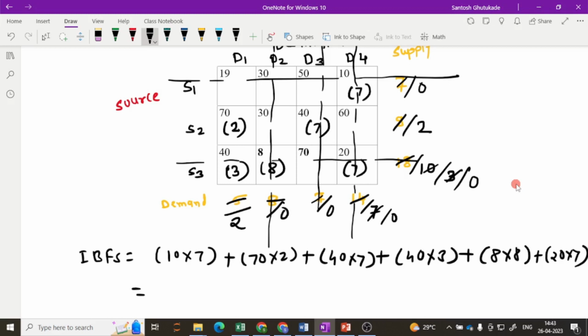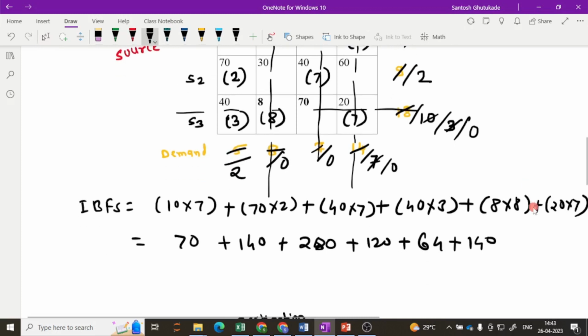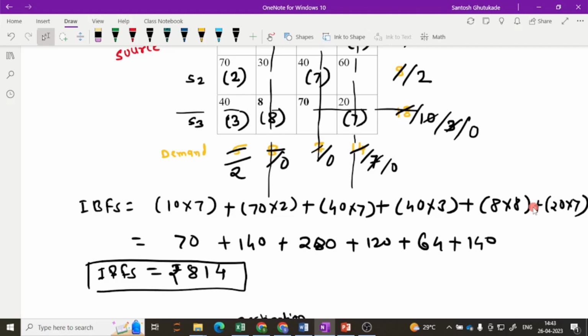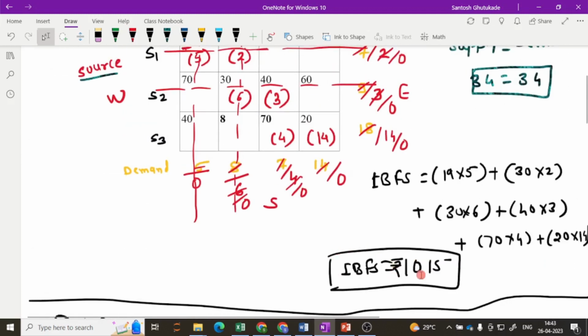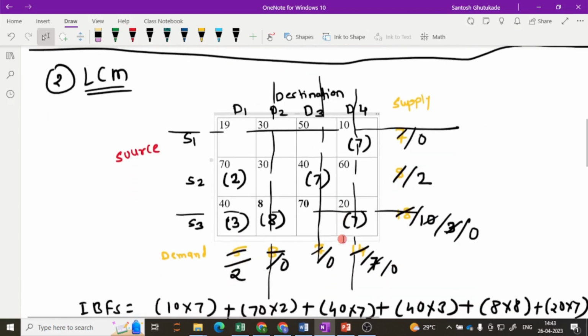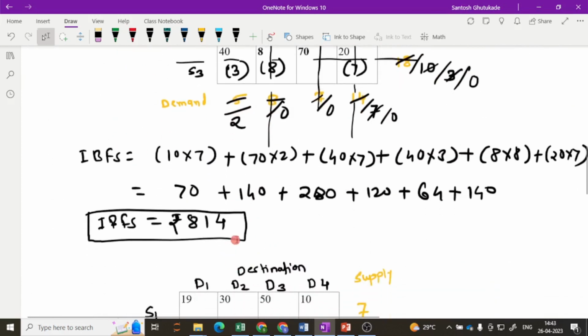So 7 into 10 is 70, plus 140, plus 280, plus 120, plus 64, plus 140. If you make the addition of this, you will get the answer 814 rupees. So this is an initial basic feasible solution using the least cost method. We got the answer by the northwest corner method as 1015, but with the least cost method we get the answer 814.